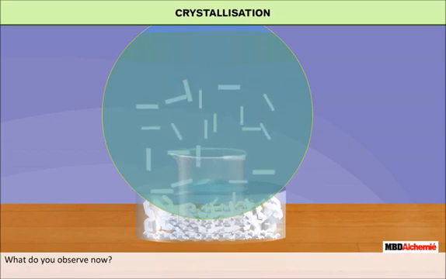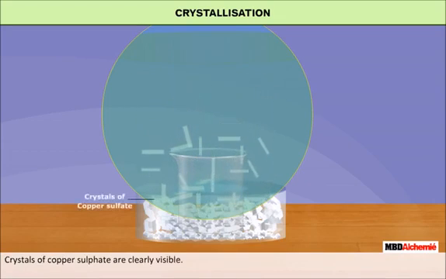What do you observe now? Crystals of copper sulfate are clearly visible.